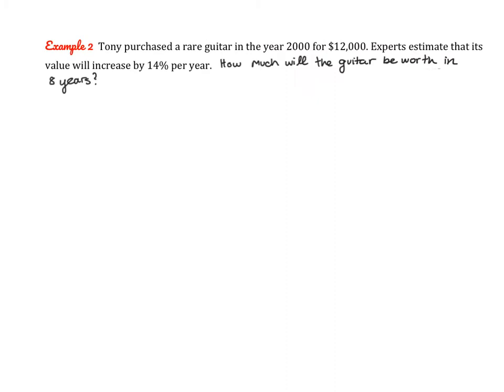Okay, let's try this one together. Tony purchased a rare guitar in the year 2000 for $12,000. Experts estimate that its value will increase by 14% per year. How much will the guitar be worth in 8 years? So remember, we're going to be using the model f of t equals a times 1 plus or minus r to the power of t.